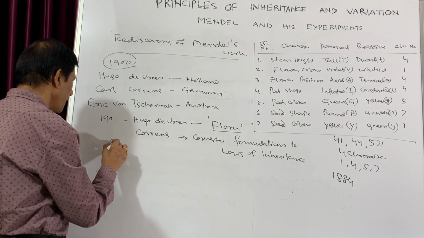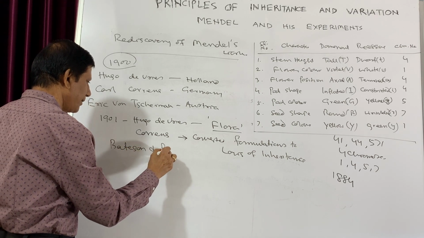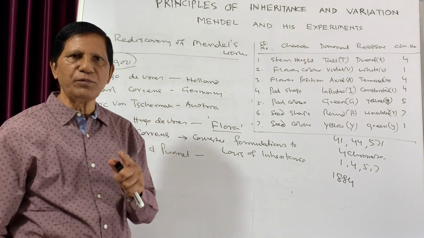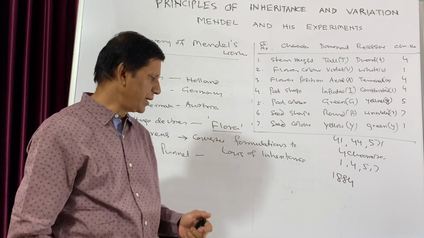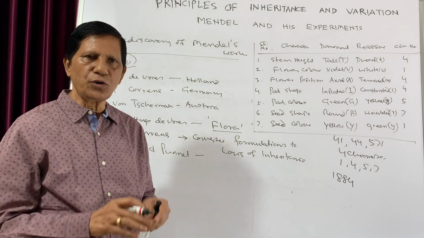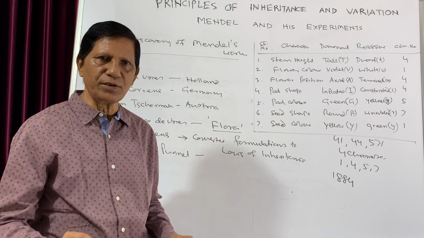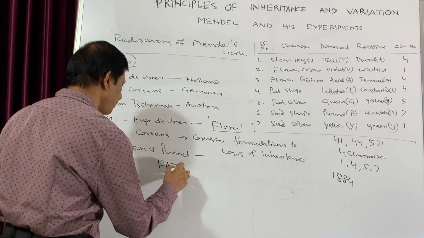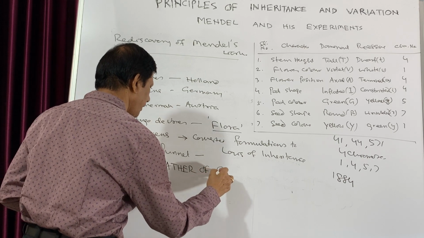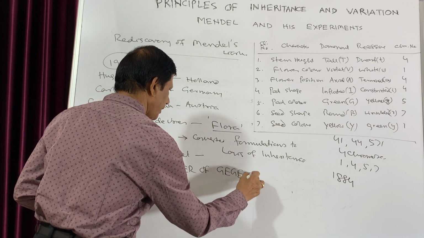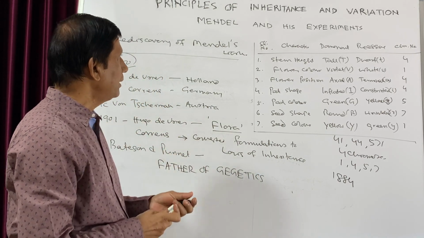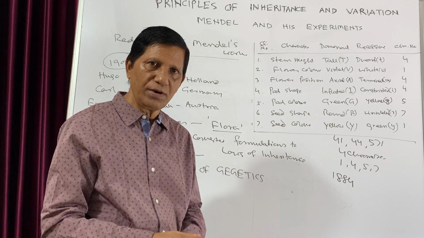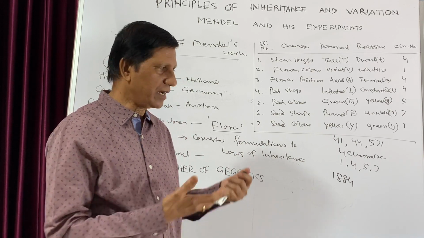And finally, Bateson and Punnett observed that Mendel's laws are not only applicable to plants, they are also applicable to animals, because Bateson and Punnett worked both in plants and animals. So his work is applicable both to plants and animals. Only after all these works, Mendel was given the title father of genetics. So this is how Mendel worked, his life, his working pattern, the characters, why he was successful, and even after that why he was not recognized. So these are very important things.